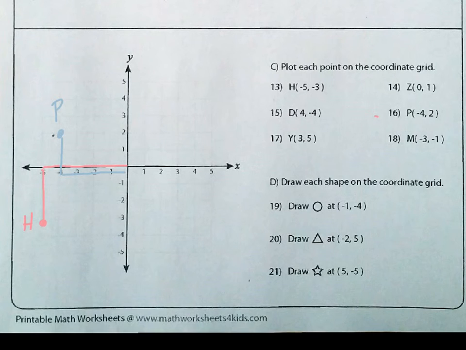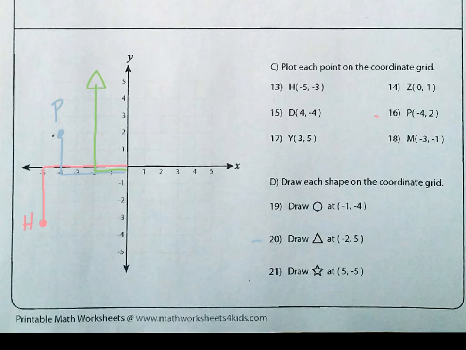I'll do number 20 for you. And number 20 says draw a triangle at negative 2 and 5. Okay, and that's draw a triangle. Okay, like that.